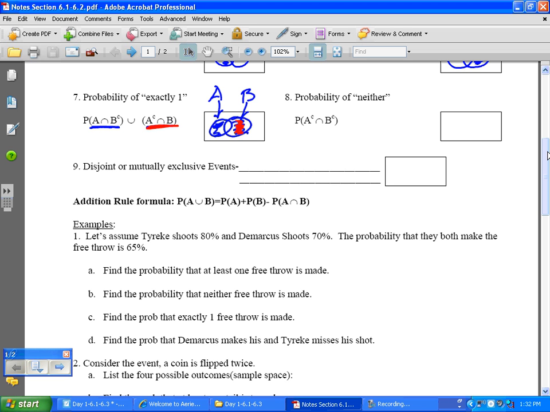Probability of not A and not B. Not A with not B. It's got no A and no B in it. That's all the outside. It's this part here.